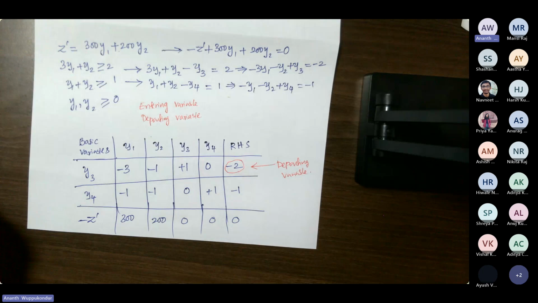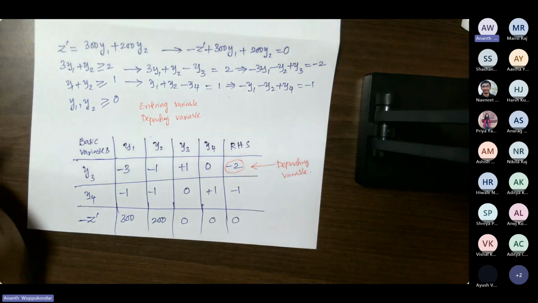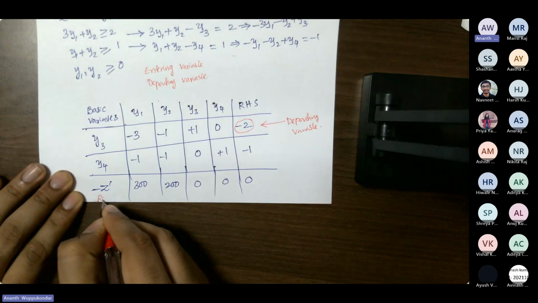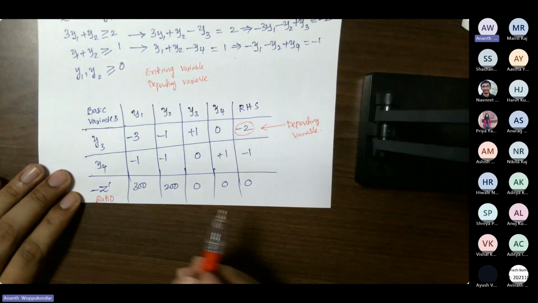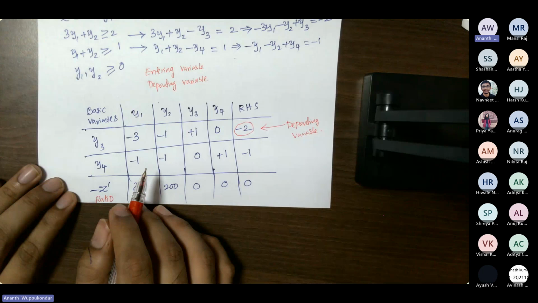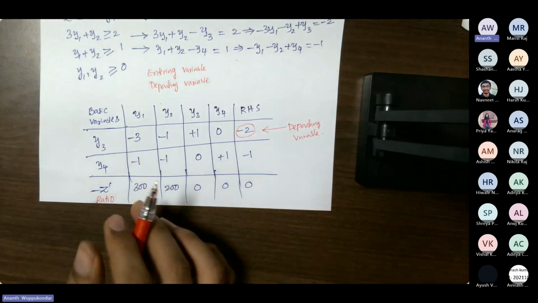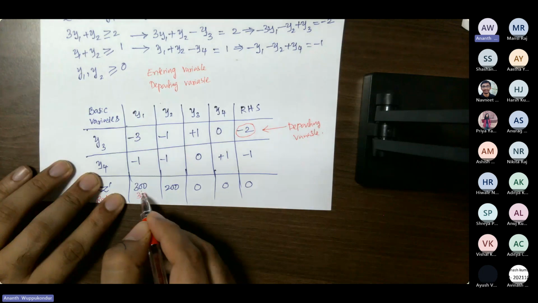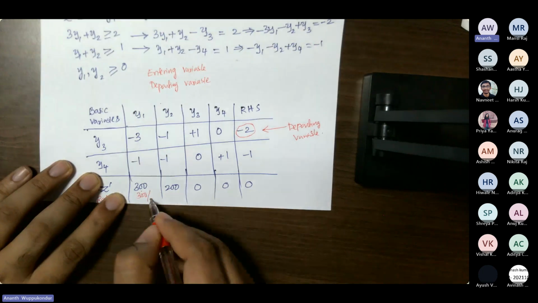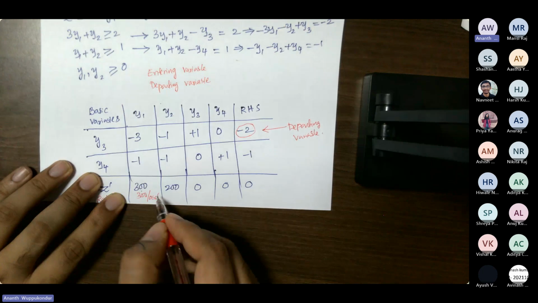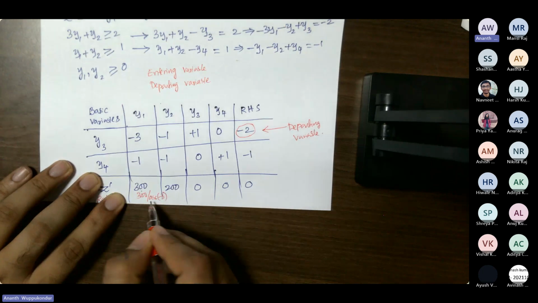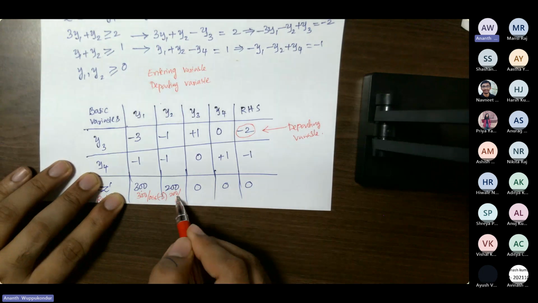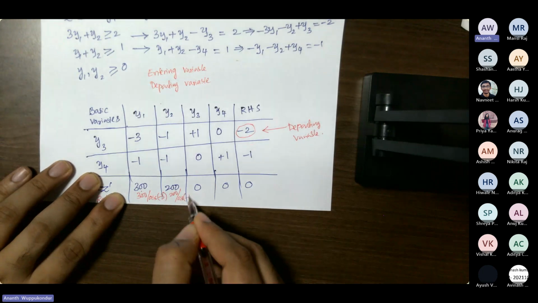Now, once we have a departing variable, we also need to identify the entering variable. And to do that, we have to calculate the ratio. So the ratio is calculated, for example, by 300 divided by the absolute value of y3, which is the absolute value of minus 3. And then you have 200. The ratio would be 200 divided by the absolute value of minus 1.